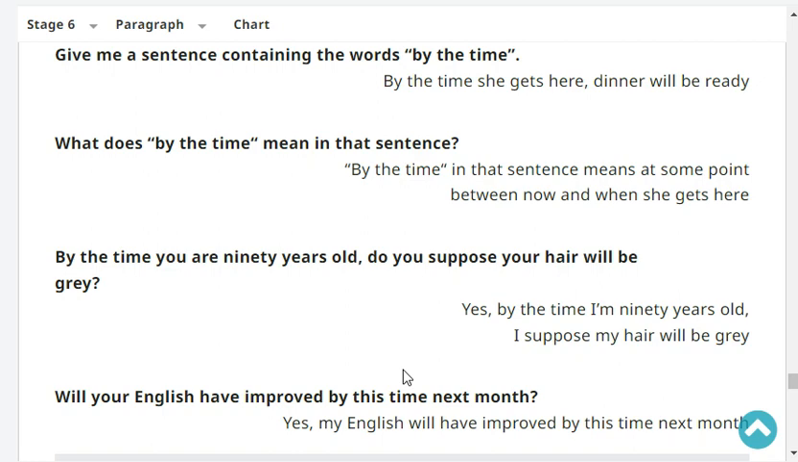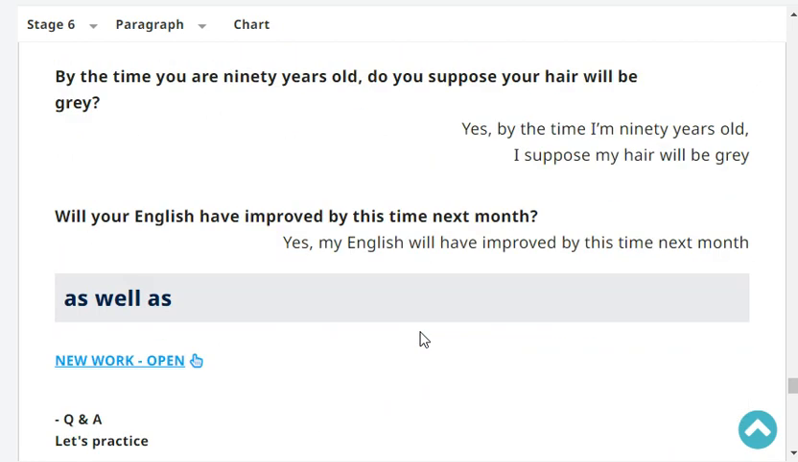Yes, by the time I'm 90 years old, I suppose my hair will be gray. Very good. Will your English have improved by this time next month? Yes, my English will have improved by this time next month. Very good.